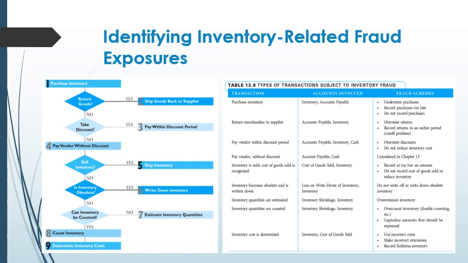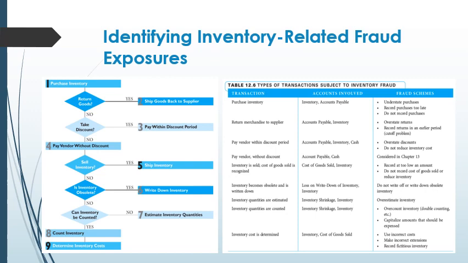The next transaction is inventory is sold and cost of goods sold is recognized. This affects the cost of goods sold account and inventory account, and fraud schemes include recording too low of an amount or not recording cost of goods sold or reducing inventory. Next, inventory becomes obsolete and is written down. The accounts involved here are loss on write-down of inventory and inventory accounts. The scheme here includes not writing off or writing down obsolete inventory.